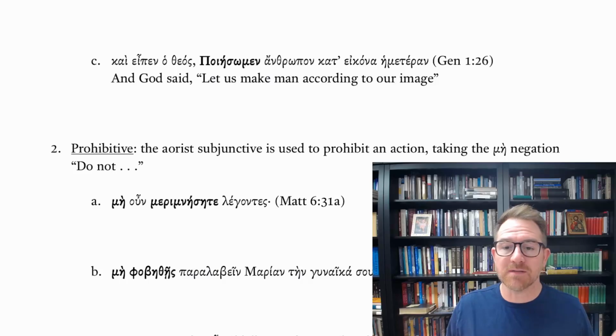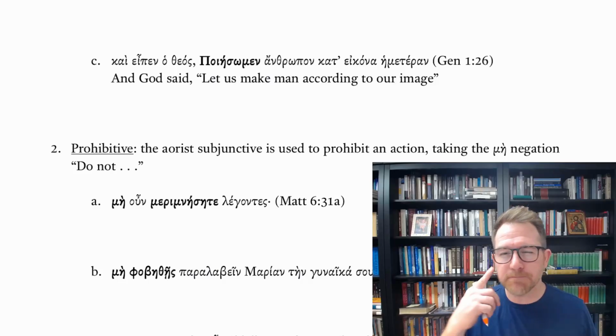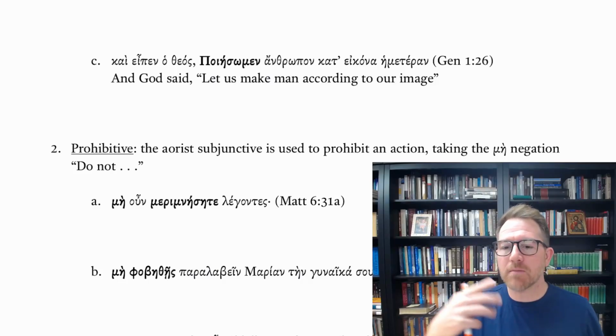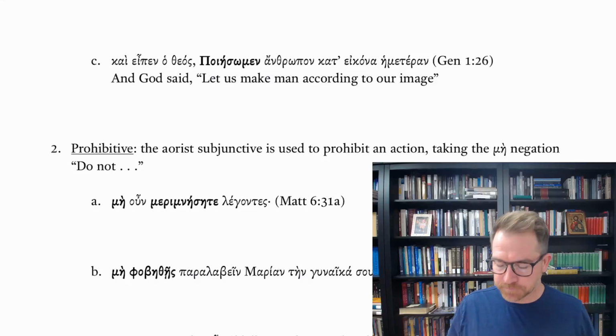The hortatory subjunctive, the sign of it is you're going to see that first person plural subjunctive. It could be in the aorist, it could be in the present, but it's going to be that first person plural. So it's kind of a dead giveaway. If you see that first person plural subjunctive, you should be thinking, first person plural subjunctive, probably hortatory, let us.